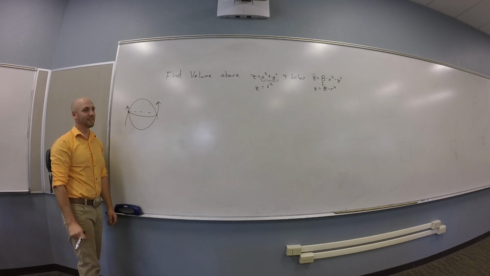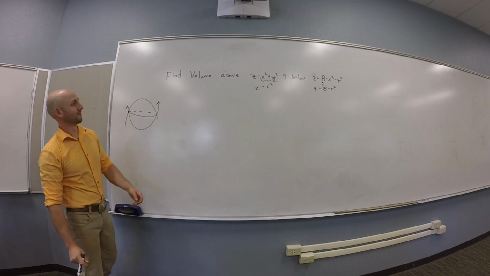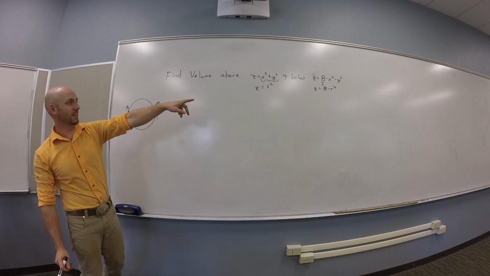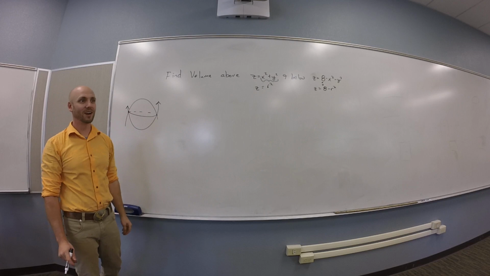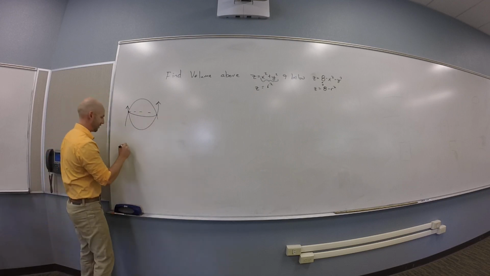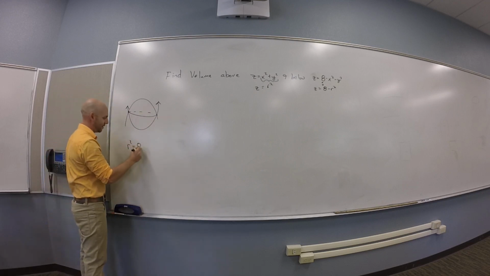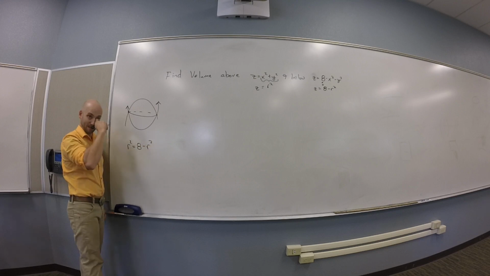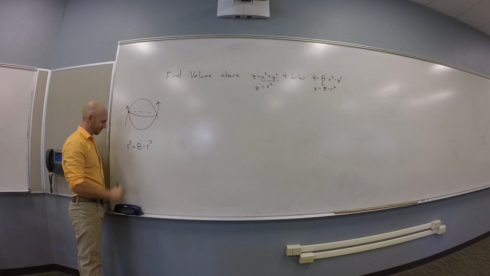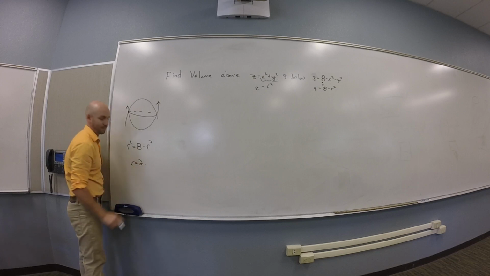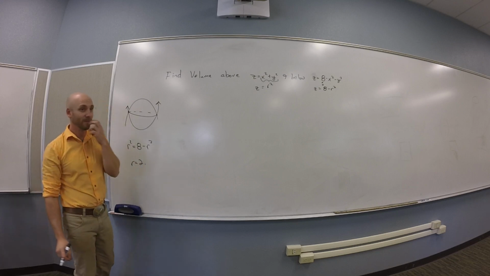How do I figure out what that circle is? Well, it's where z is r squared hits z is 8 minus r squared, right? So that's where r squared is 8 minus r squared. Solve for r. Cool. So I found out r is 2.